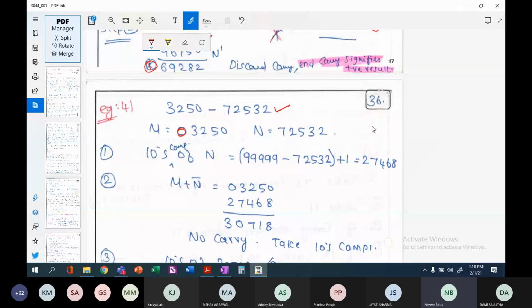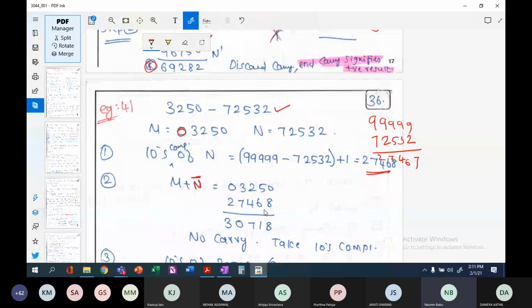The result of subtracting 72532 from 5 nines is 27467, and 1 added to it gives 27468. Now I will add it with my m value. That is m plus n bar, where bar represents the complemented value of n. So m plus n bar is 03250 plus 27468.